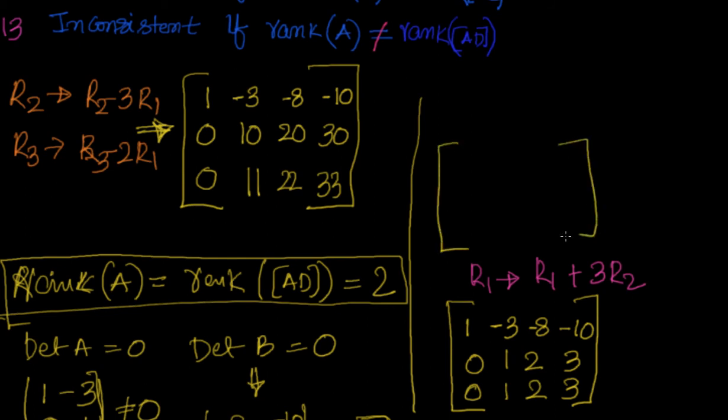After applying this, what will it become? R1 plus 3R2, that is nothing but 1. Can I write the second and third as it is? 0, 1, 2 and 3. R1 plus 3R2, that is minus 3 plus 3, that is 0. Minus 8 plus 6, that is minus 2. Minus 10 plus 9, that's nothing but equal to minus 1.